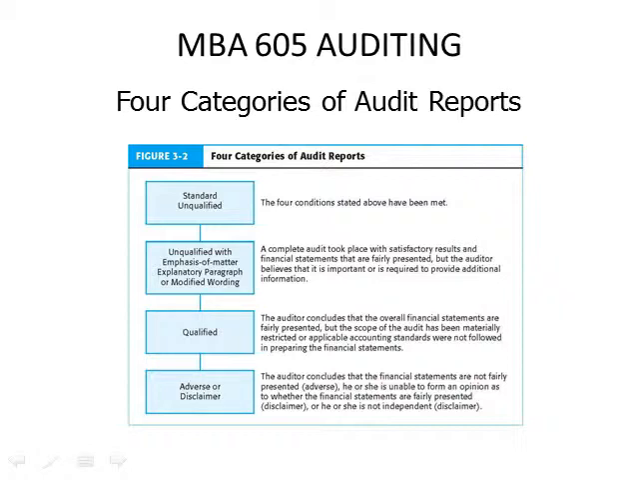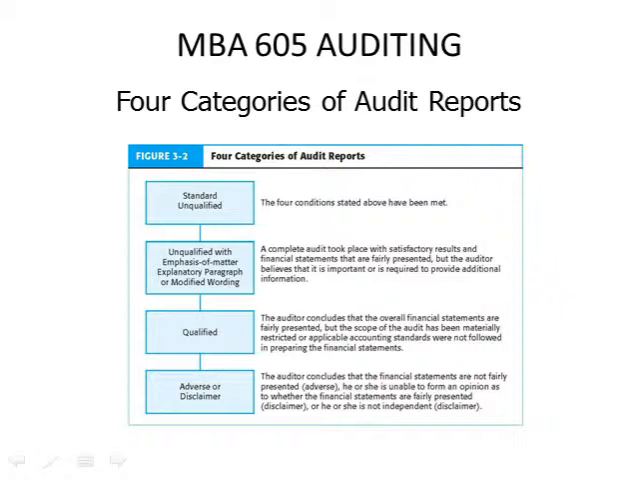We use a qualified audit report when the overall financial statements are presented fairly, but the scope of the audit has been materially restricted or applicable accounting standards were not followed in preparing the financial statements. And the qualified audit report says we came, we looked, the financial statements are presented fairly except for, and then we go into what these except for circumstances are.